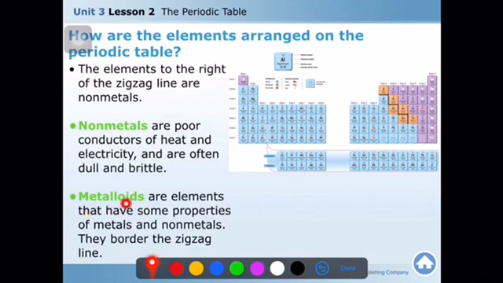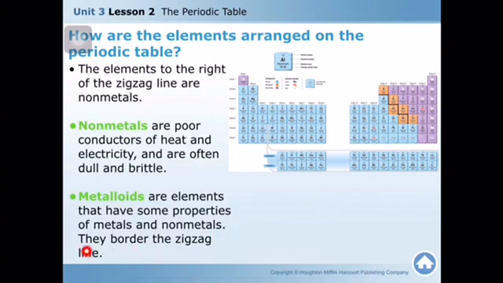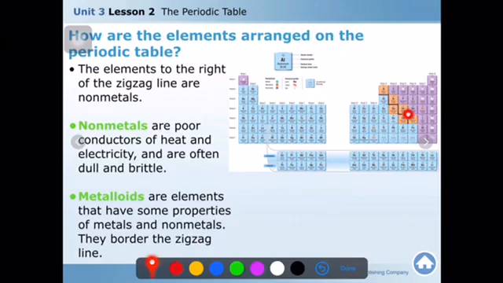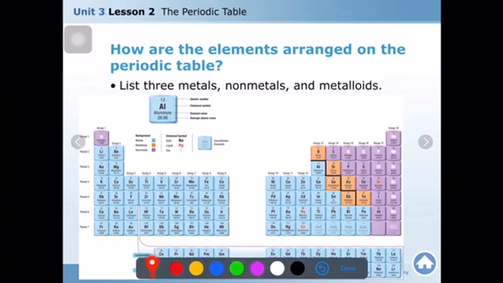Now, what are the metalloids? Metalloids are elements that have some properties of metals and nonmetals. They border the zigzag line. You see here the zigzag line. There are 6 elements around this zigzag line, and they are all metalloids. So metalloids, metals, and here nonmetals. I think you understood.